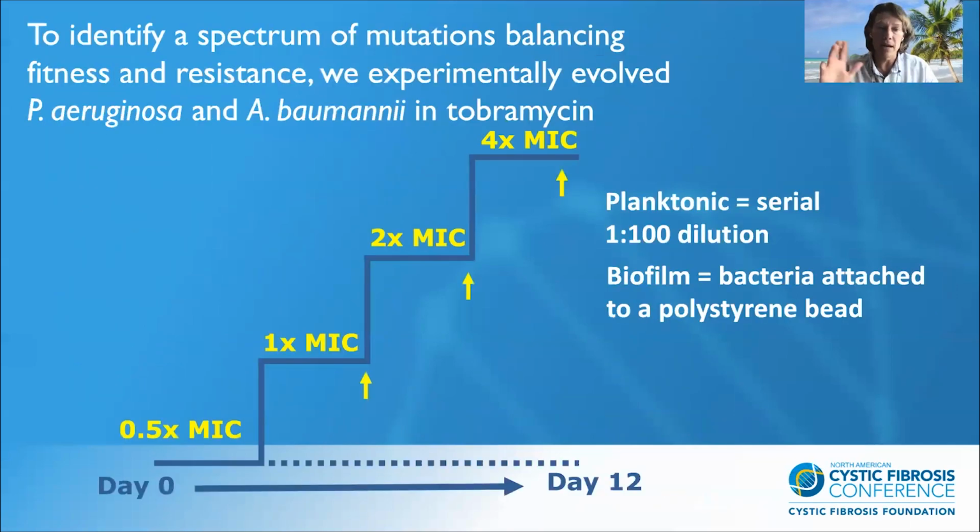So to help us narrow our genetic spectrum, we conducted some evolution experiments with Pseudomonas aeruginosa and also another gram-negative pathogen, Acinetobacter baumannii, to identify shared or parallel adaptations to tobramycin. What we did was sequentially increase the concentration of the drug from 0.5 times the minimum inhibitory concentration, MIC, to 4 times the MIC by day 12. And we evolved under 2 regimes: planktonic serial transfer, and also a biofilm environment where bacteria are selected to attach to a plastic or polystyrene bead in test tubes.